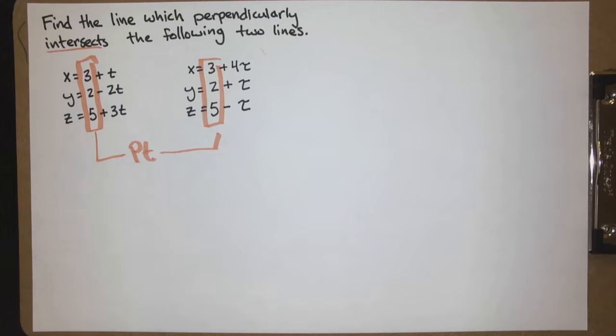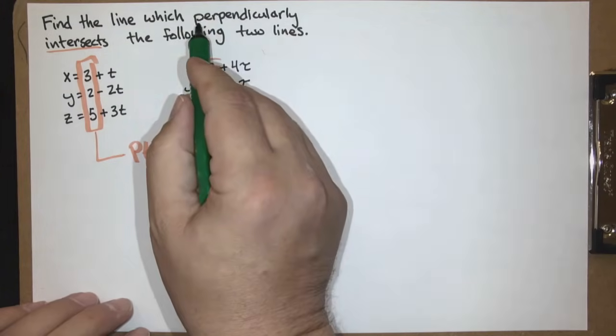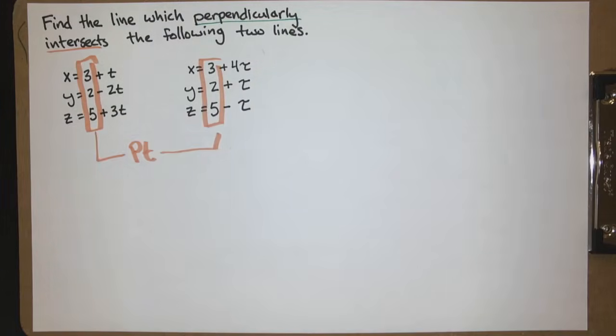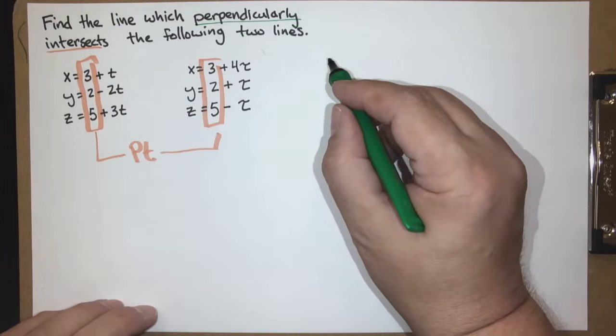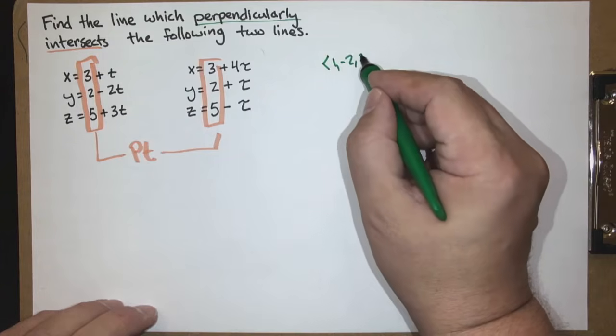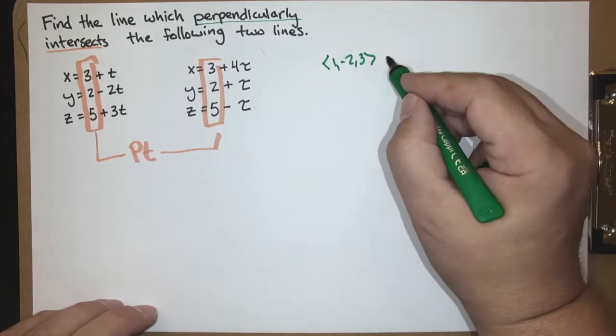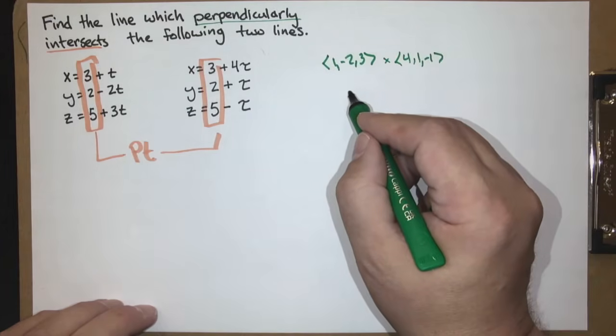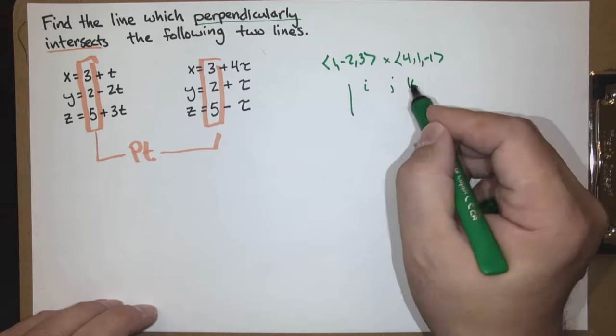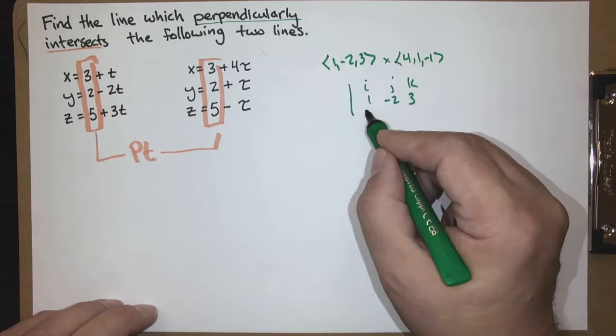Yeah. What's the clue? Cross product is involved. As soon as you see perpendicularly, you're like, oh, I've got to be perpendicular. Now, I could have phrased this problem slightly better, perpendicular to both lines simultaneously. So, well, what's the direction vector for the first line? 1, negative 2, 3. For the second line? 4, 1, negative 1. So you get i, j, k, 1, negative 2, 3, 4, 1, negative 1.